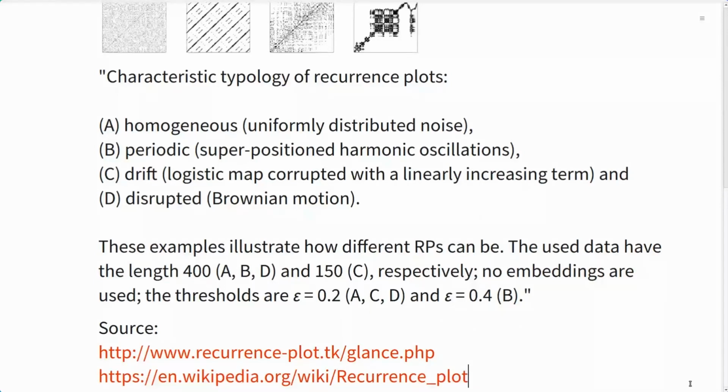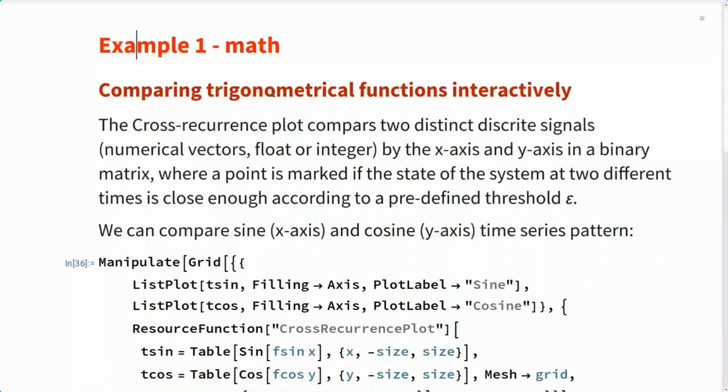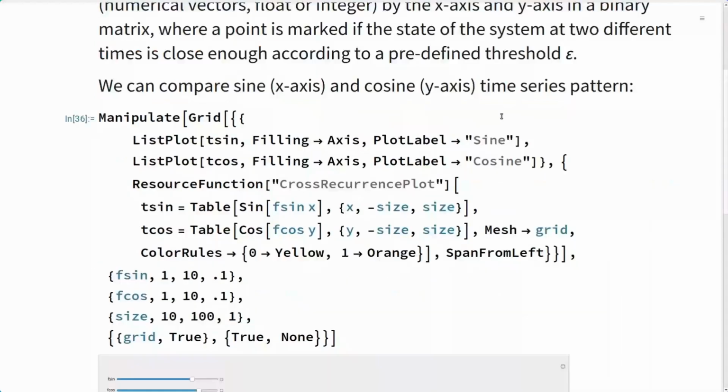In the first example, I can compare trigonometric functions. It's very popular in books and articles discussing the usage of recurrence plots. They show it with trigonometric functions because it's easy to understand. Here in my Manipulate, I have a table generating a discrete signal, one for sine and the other one for cosine.